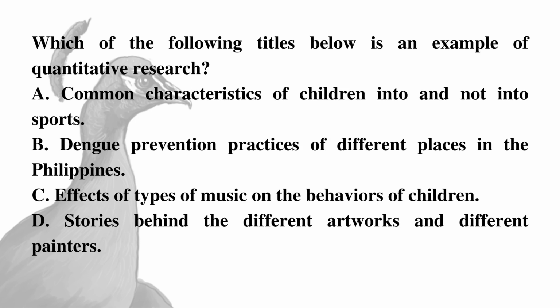Number 5. Which of the following titles below is an example of a quantitative research? Letter A. Common characteristics of children into and not into sports. Letter B. Dengue prevention practices of different places in the Philippines. Letter C. Effects of types of music on the behaviors of children. Letter D. Stories behind the different artworks and different painters.